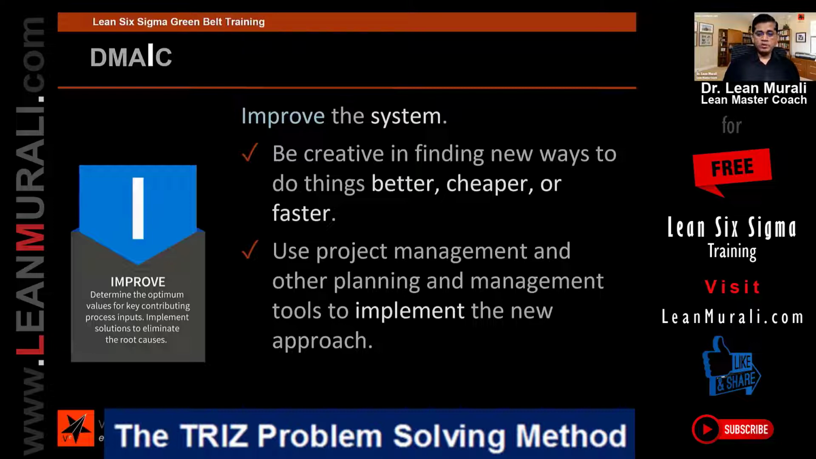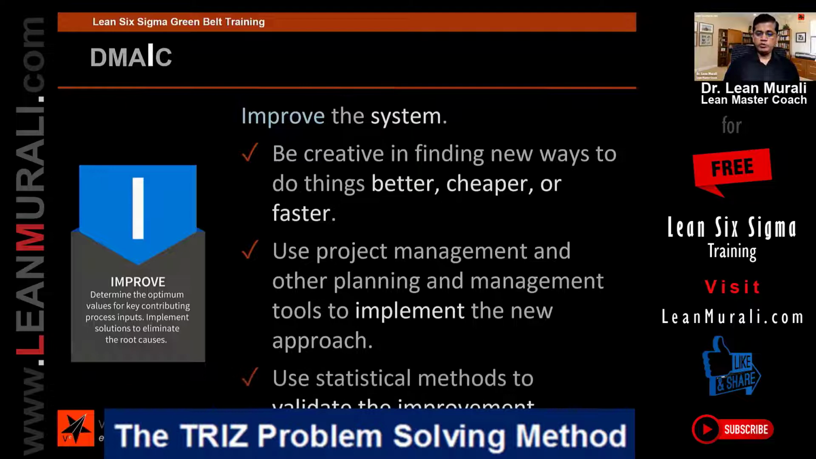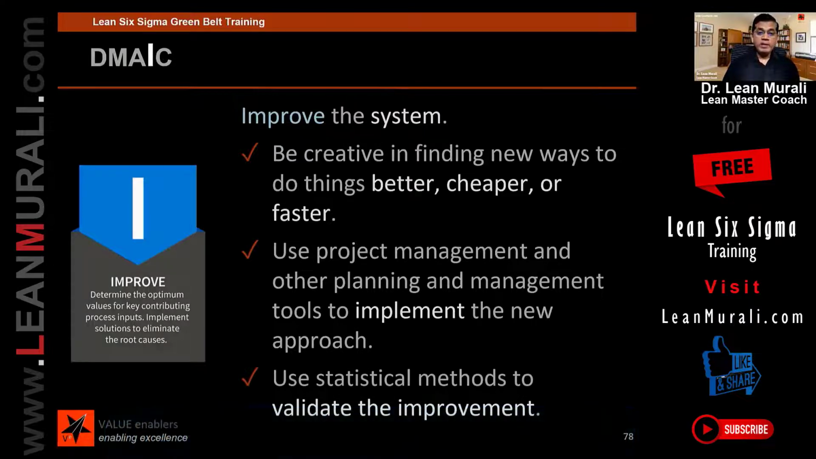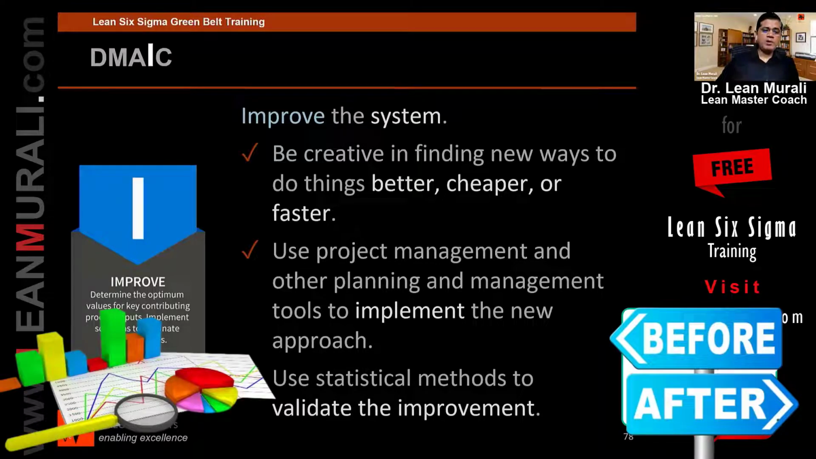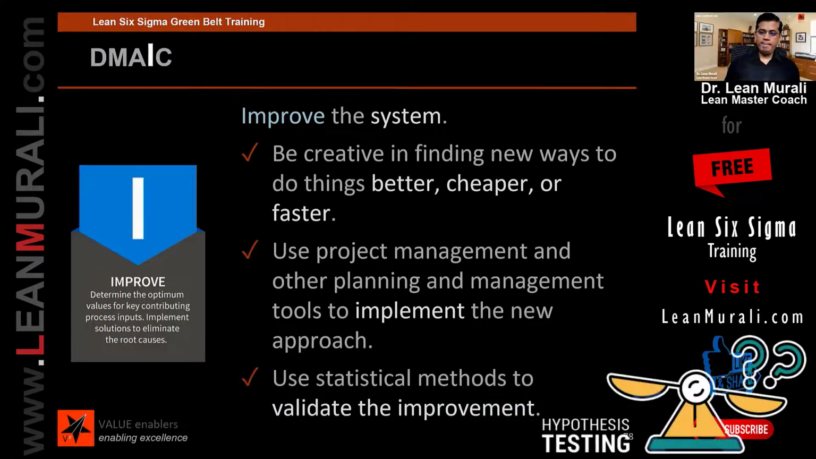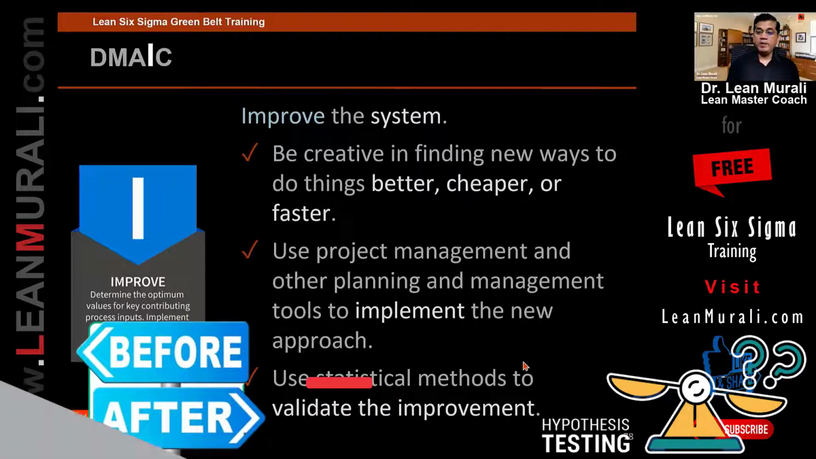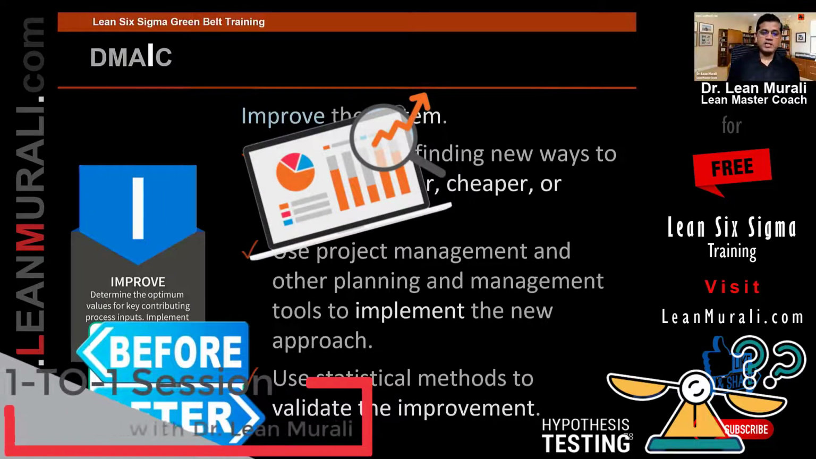Okay, there are also project management, other planning and management tools to implement the new approach. And after you've improved, before and after, you validate it through statistical methods. We will talk about it, what's called hypothesis testing also, where we say whether we have improved or not. When we go into analysis of variation and test of hypothesis, we will talk about that. So before and after, we need to validate it with the data, okay, with statistical tools.